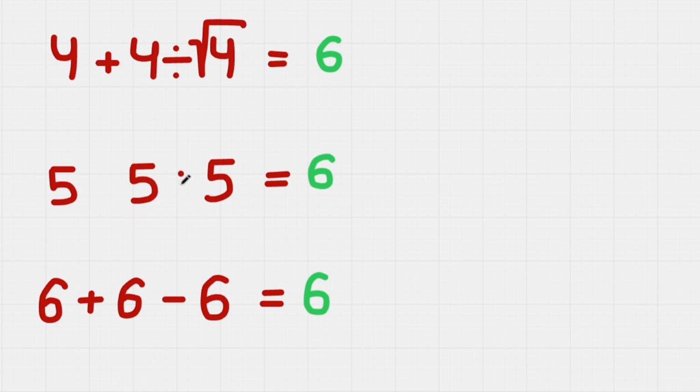I know what we can do. We can divide both of them, so we get 5 divided by 5, this is 1, and we add this 1 to 5. 5 plus 1 is 6.